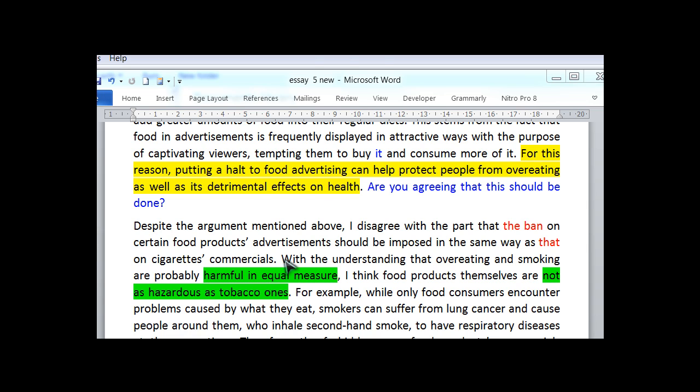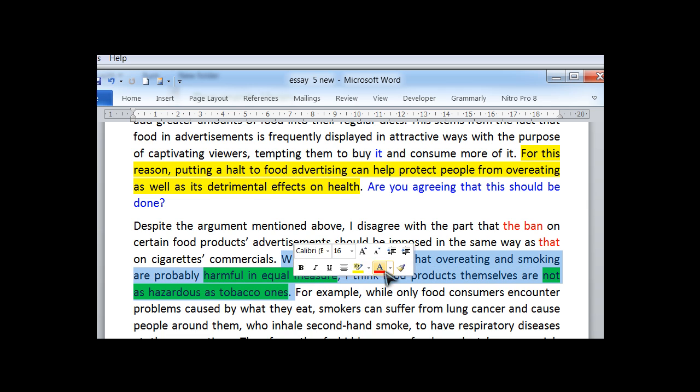Now we get to a huge contradiction in this sentence alone. So remember that overall, the writer more strongly agrees with the banning than disagreeing. But now we've got "despite the argument mentioned above." So now we're coming to our concession. "With the understanding that overeating and smoking are probably harmful in equal measure." I'll just highlight the whole sentence.